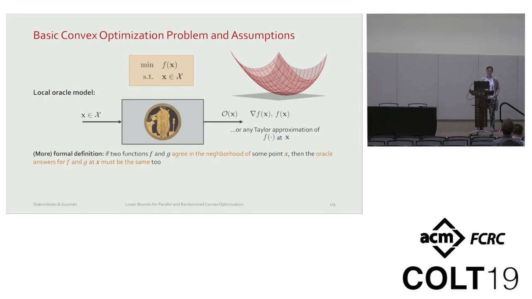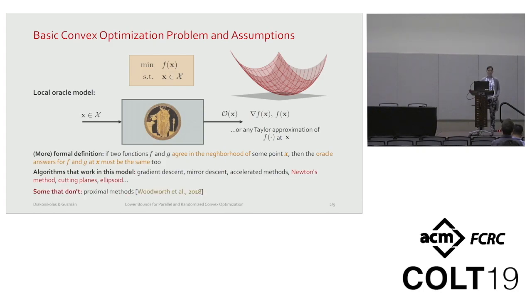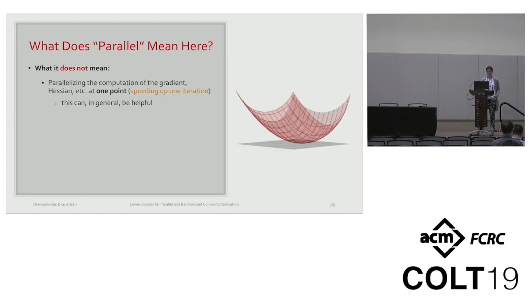Here is a more formal definition if you're interested, but the whole point is just that you don't reveal anything that does not correspond to a particular point you're querying. In terms of algorithms that work in this model, it's most of the algorithms we tend to use. So it's not only first-order methods, but even things like cutting planes and ellipsoid. Methods that do not fall into this category are proximal methods. There are some lower bounds for these settings, but we do not consider those methods in this work.